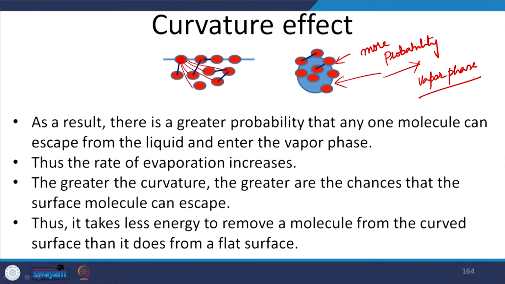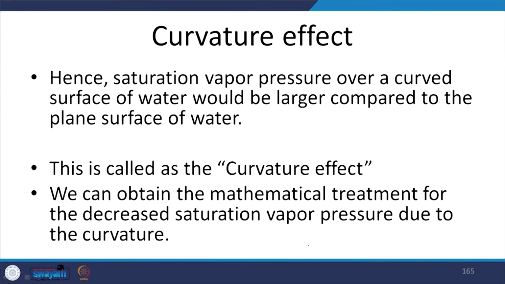The greater the curvature. So, if you imagine a huge or larger droplet, obviously the greater are the chances that the surface molecule can escape. Thus, it takes less energy to remove a molecule from the curved surface than it does for a flat surface. Right. So, the point is evident now. Hence, the saturation vapor pressure over a curved surface of water would be larger compared to a plane surface of water. Why is it larger?